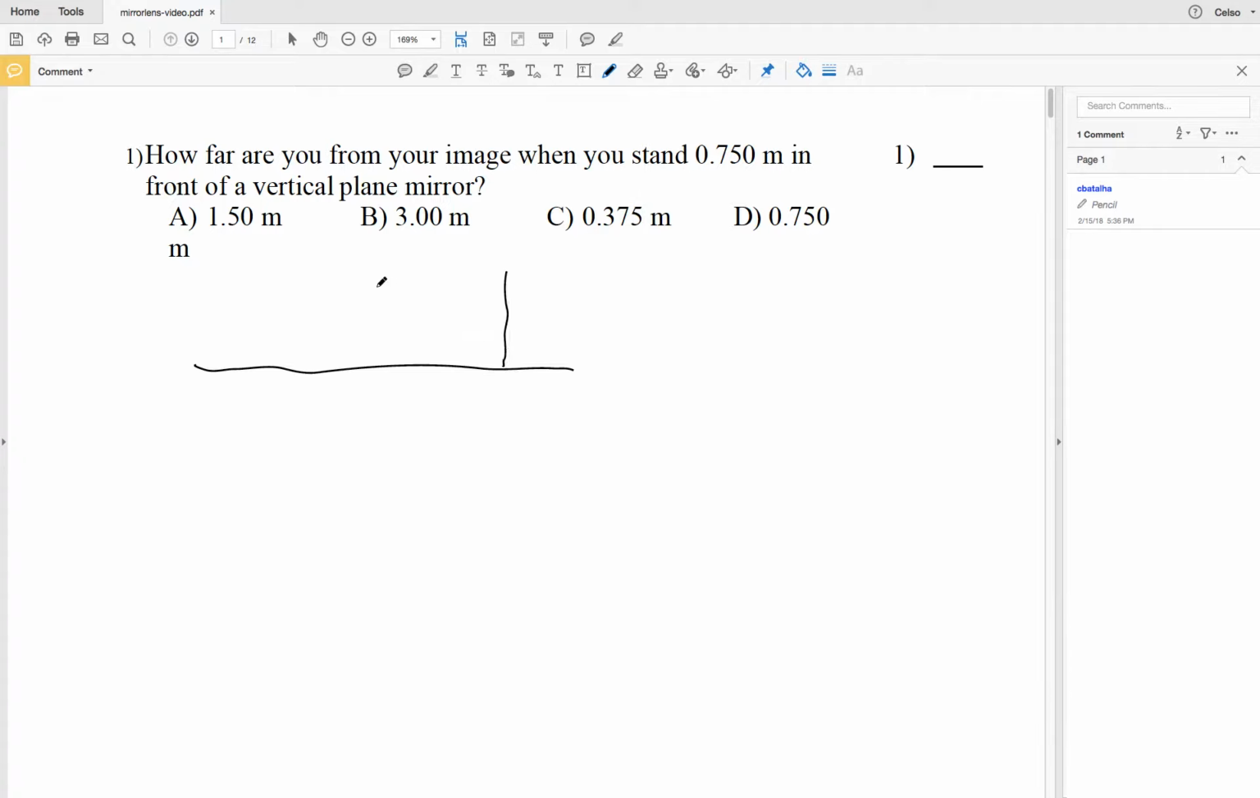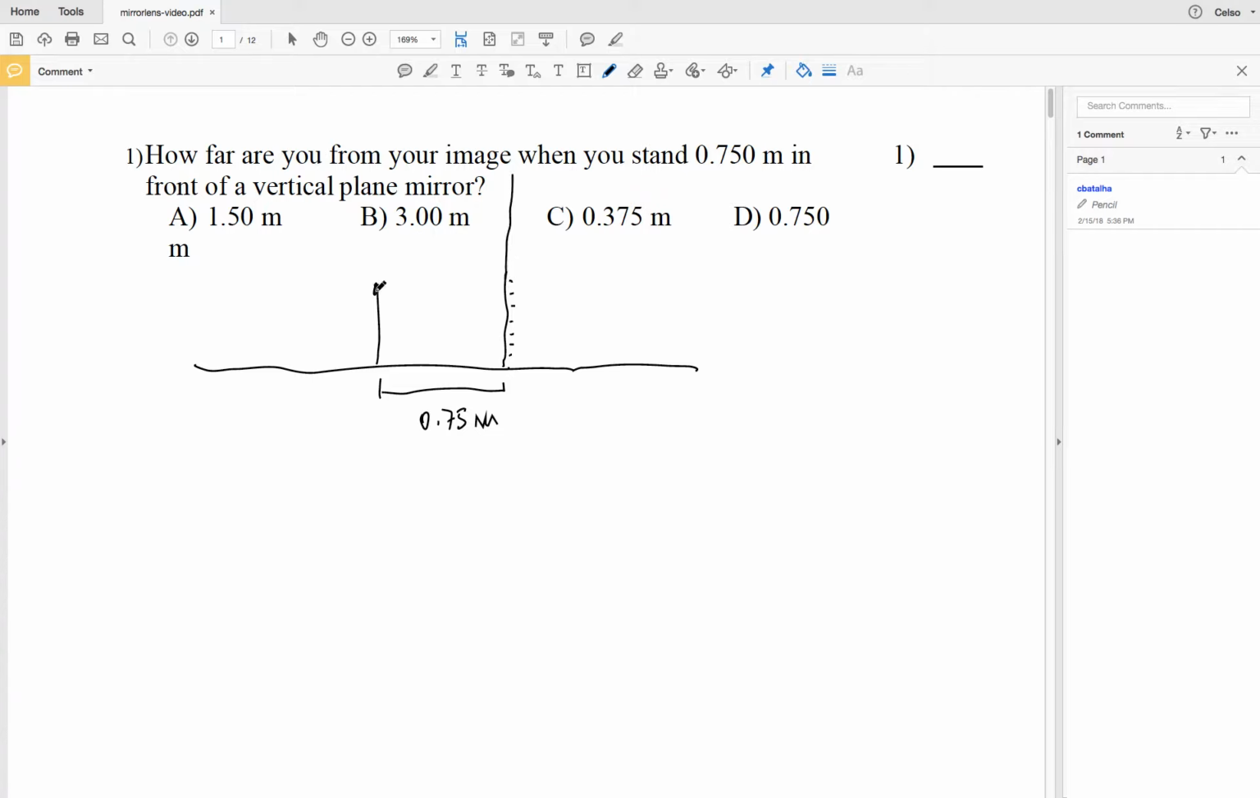Mirror. And you are pretty much 0.75 meters away. So in a plane mirror, the image formed is, first of all, real or virtual? Virtual. So then, how do we form an image there?